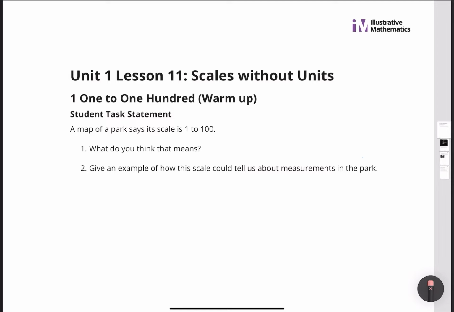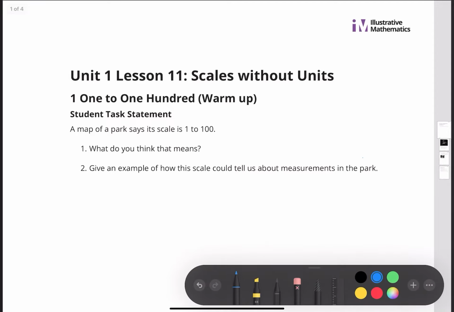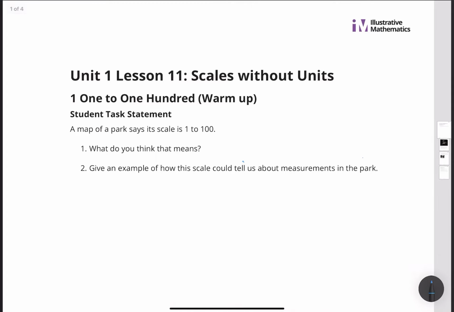So this is your warm-up, guys, so everybody should get credit for their warm-up if they watched the video, but you should put that the distances in the park are... so let's think about this, right?